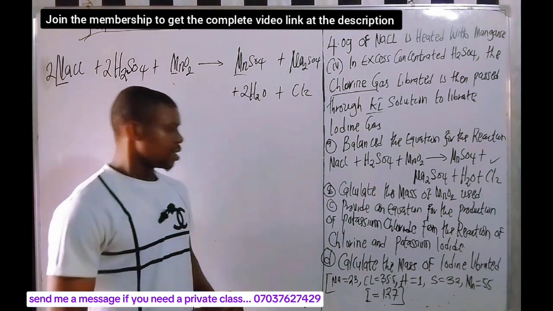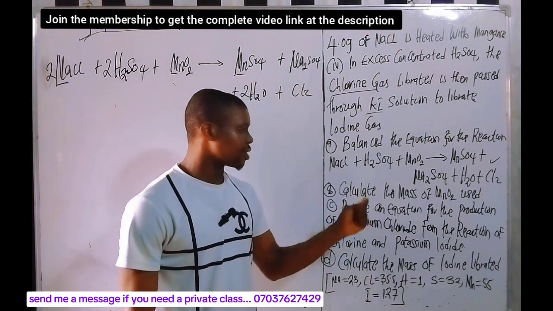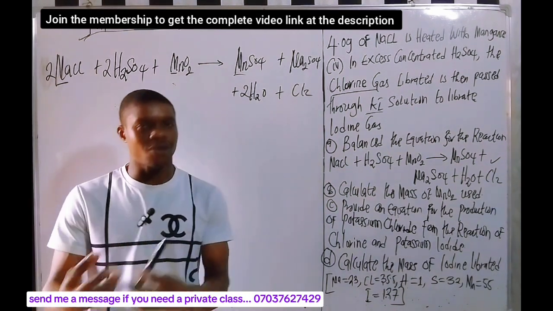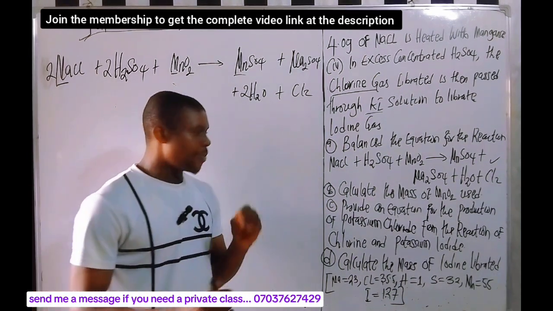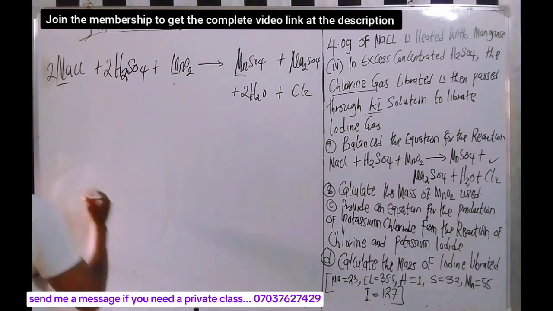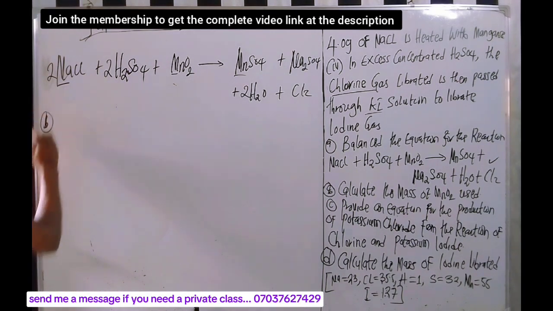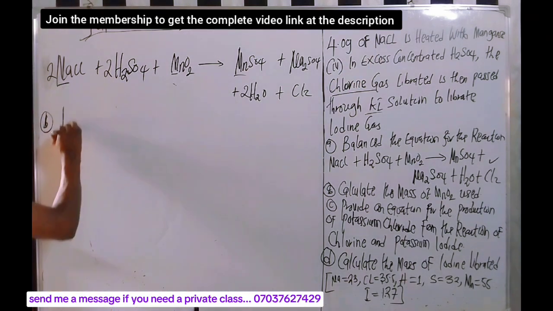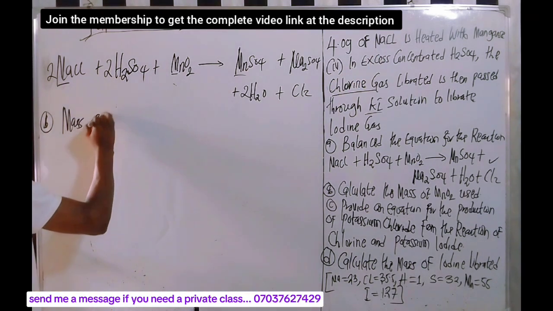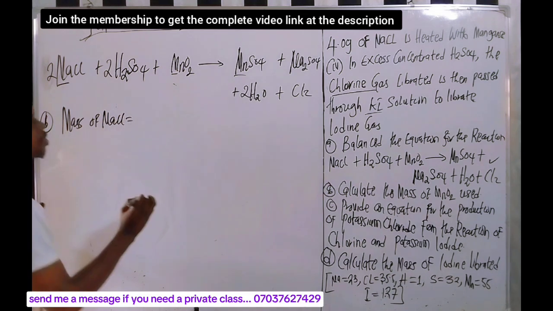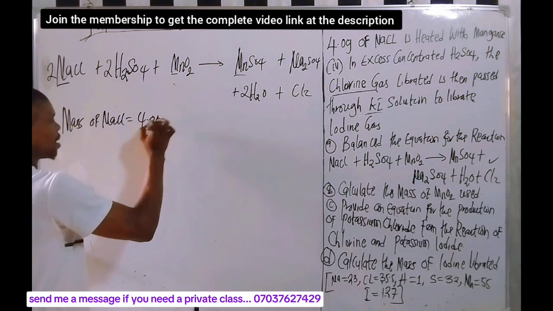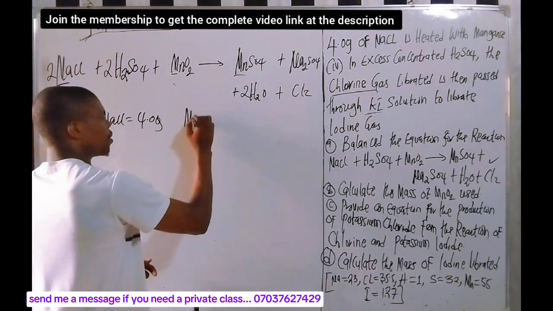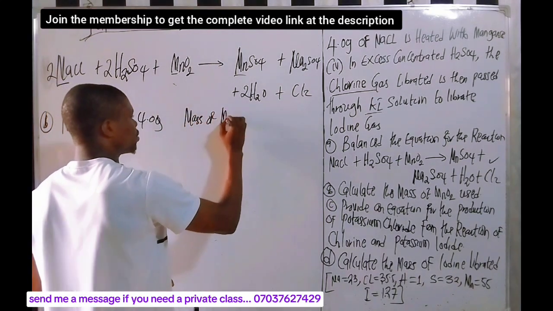Now part B. They say calculate the mass of manganese(IV) oxide used. So how do you calculate it? If you look at the question here, they give us a mass of sodium chloride. The mass of NaCl is 4.0 gram. Now they are asking you to calculate the mass of manganese(IV) oxide.